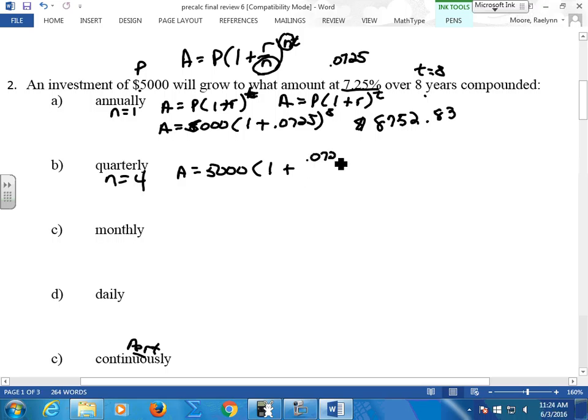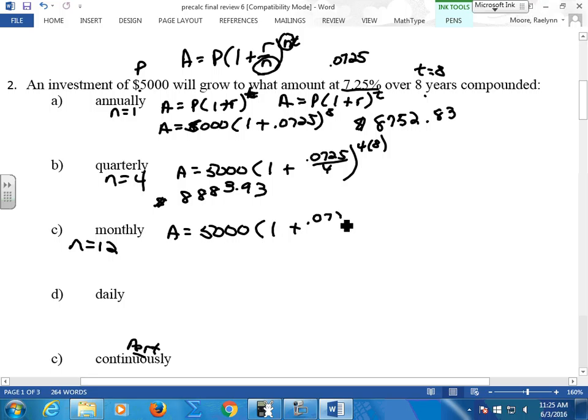So now it's 0.0725 divided by 4, to the 4 times 8. When you put in 4 times 8, this one comes out to be $8,883.93. Monthly is what? What's n? 12. So we're doing the same formula again. Just putting a 12 in my n. Don't forget to put the 12 up here. 12 times 8. You should see steady increases. Not major, but steady.